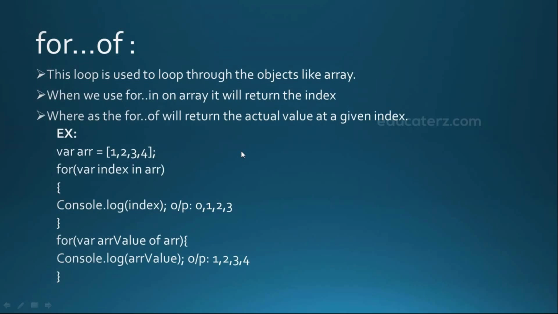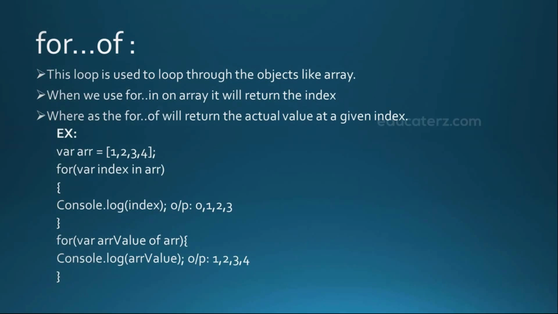Coming to the for-of loop. This loop is used to loop through objects like arrays. When we use for-in on an array, it will return the index, whereas for-of will return the actual value at a given index. To iterate through the values of an array, we can use for, while, or do-while.